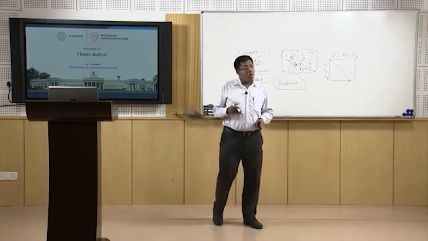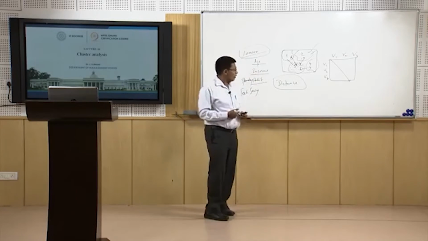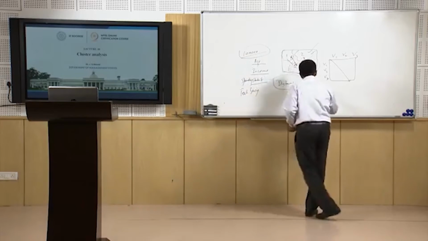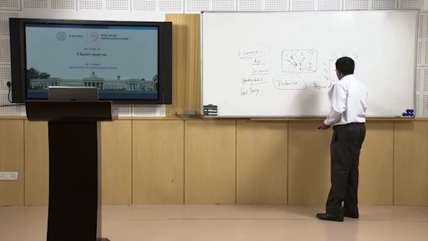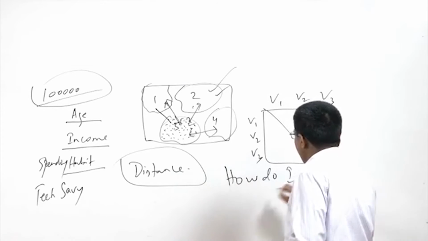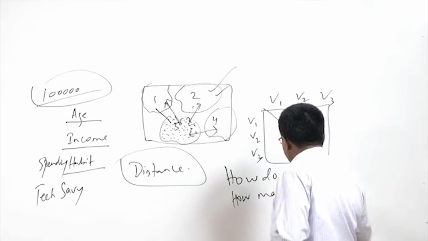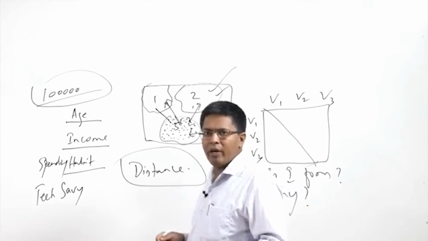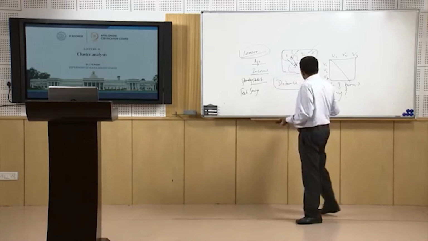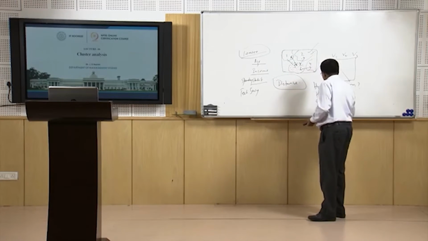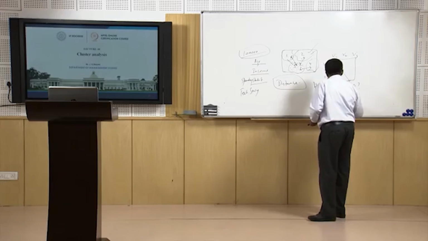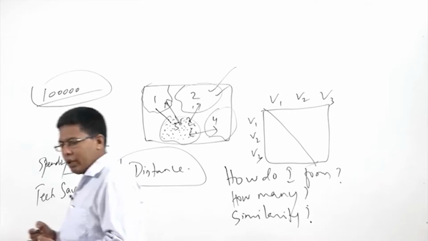Third, how many clusters do I form? So, how do I form them, and how many do I form? And how do I measure the similarity? If I can measure the similarity, then only I can do this, right.